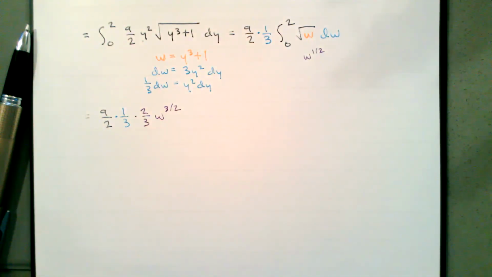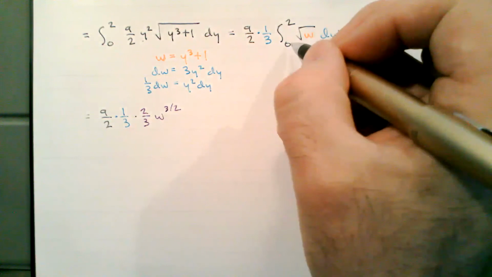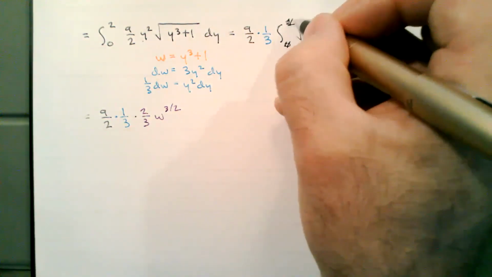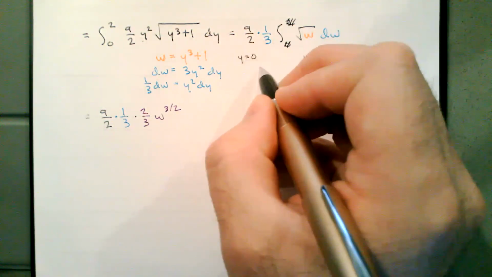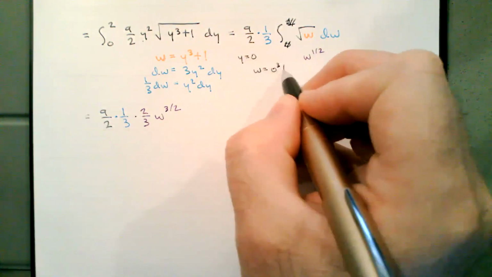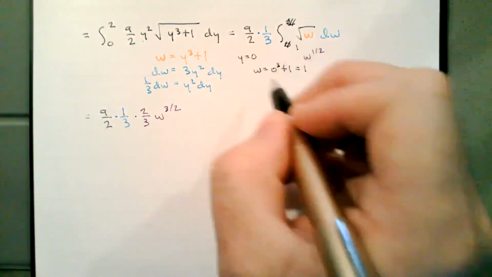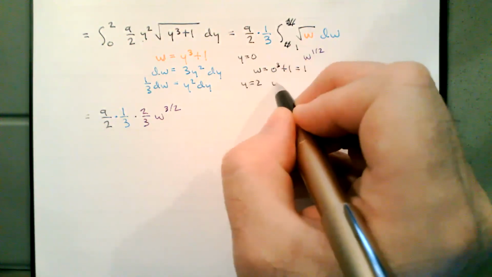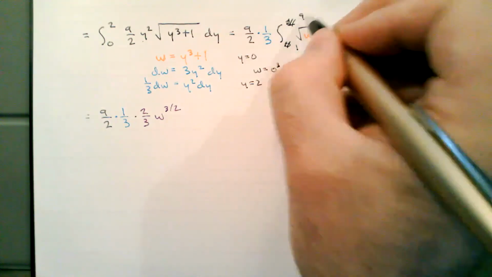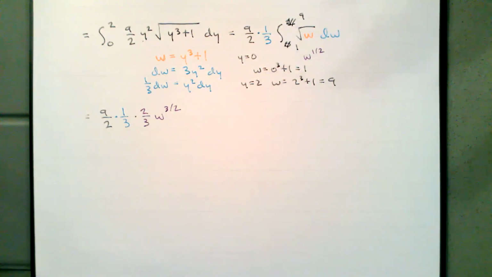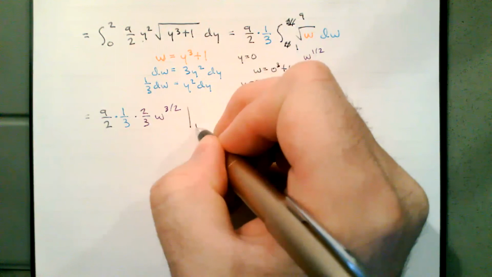Oh, and I've already made a mistake. We're not integrating from 0 to 2. That's not where we're integrating anymore, because those are y values. If y equals 0, then w is 0 cubed plus 1, or 1. So we should integrate from 1. And when y is equal to 2, w is equal to 2 cubed plus 1, which is 9. So we're not integrating from 0 to 2. That's what we were integrating in y. We're integrating w now, so we'll integrate from 1 to 9. That way we don't have to go back to y. Let's just integrate from 1 to 9.